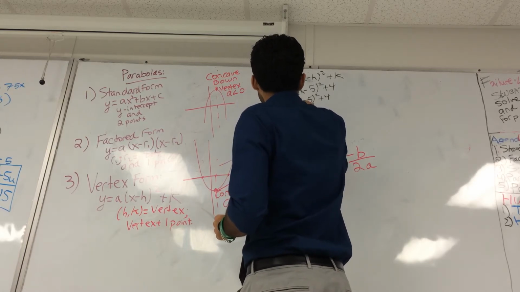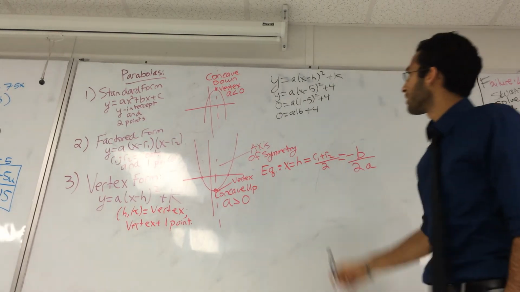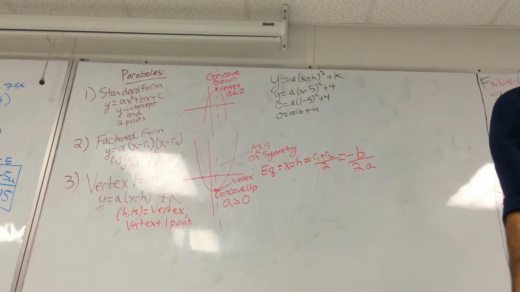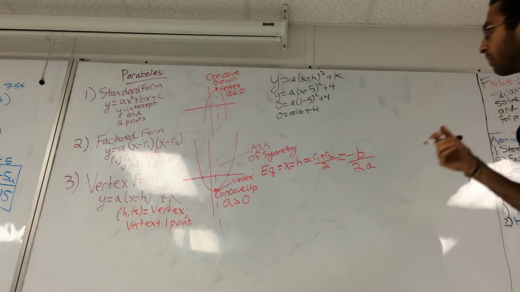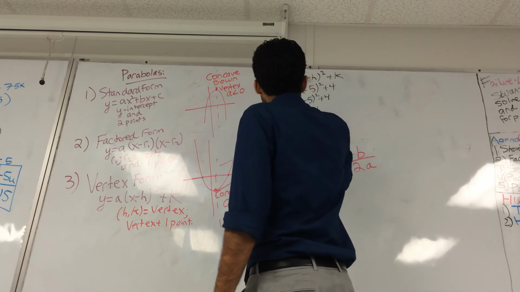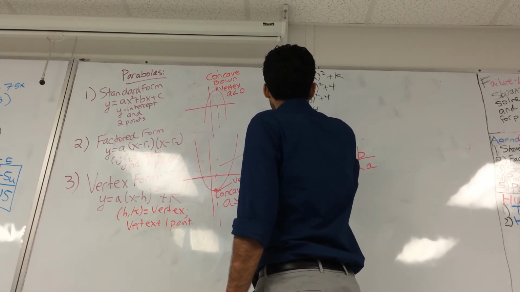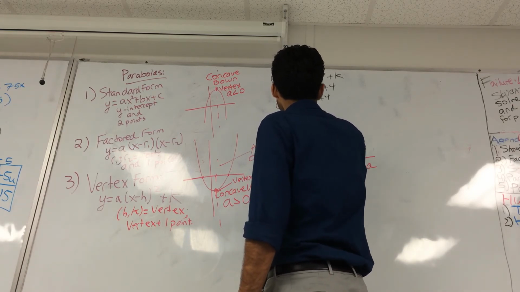This is not going to be a problem for anybody, I'm sure. So 0 equals 16. How do you get 16? 1 minus 5, negative 4 squared is 16. So 0 equals 16a plus 4. Minus 4 on both sides. Negative 4 equals 16a. Divided by 16, divided by 16. Negative 1/4 equals a.